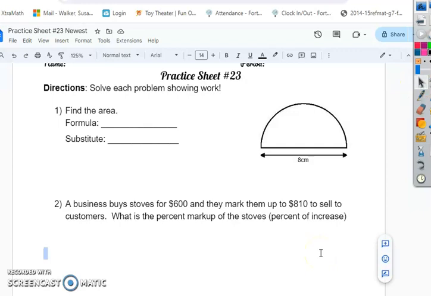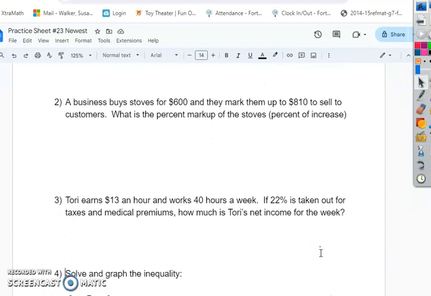Okay, now we're going to do number 2. A business buys stoves for $600 and they mark them up to $810 to sell. What is the percent markup of the stove? So we know if you're a store, we obviously sell things for more than we buy them for to make a profit. Okay, so we are looking for percent markup or percent of increase.